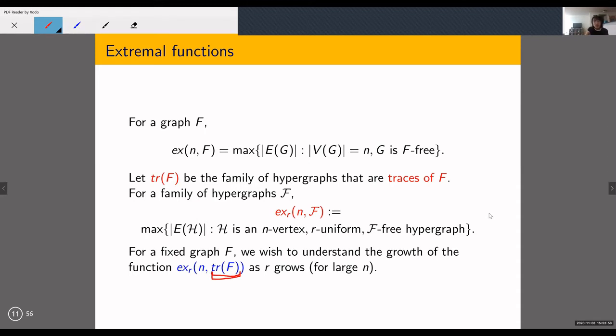In some cases, in our results, we're only going to look at the order of growth of this, as r, the uniformity, grows, and we assume that n is very large in order for our asymptotics to make sense.